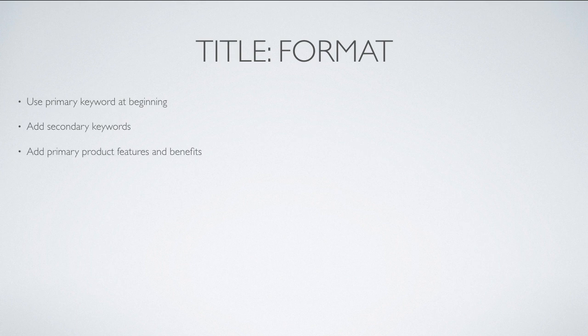Okay, now let's go into the format of the title. We're going to use the primary keyword at the beginning. So for my product, cookie cutter set, that phrase, cookie cutter set, would be the first thing that I put on my title, and we'll see that in just a second. Add secondary keywords, so these are also relevant keywords, but they're secondary. Then we add primary product features and benefits. Then we add secondary product specs, like if there's a specific color, a size, etc.